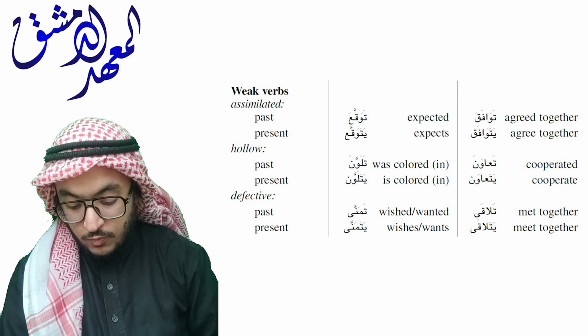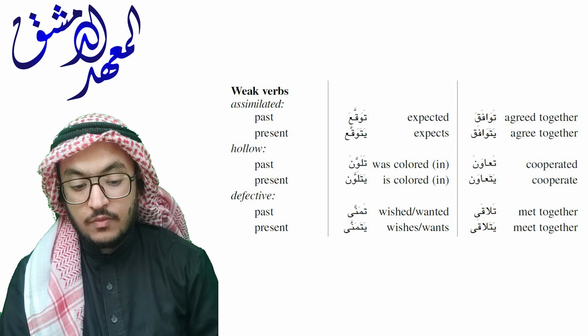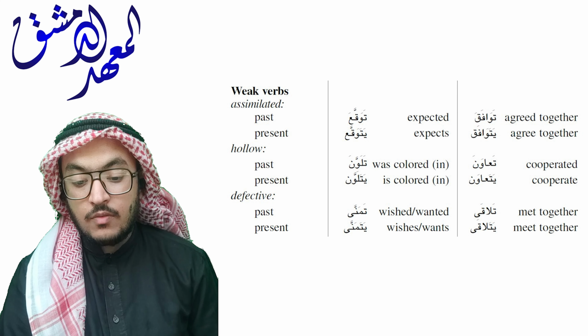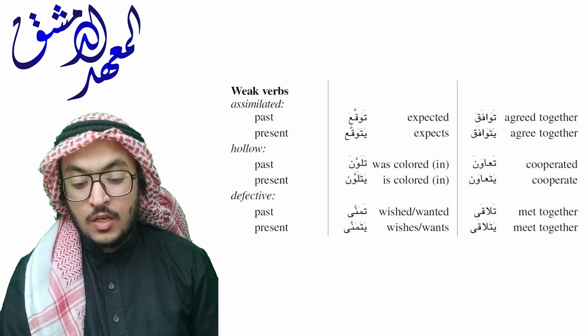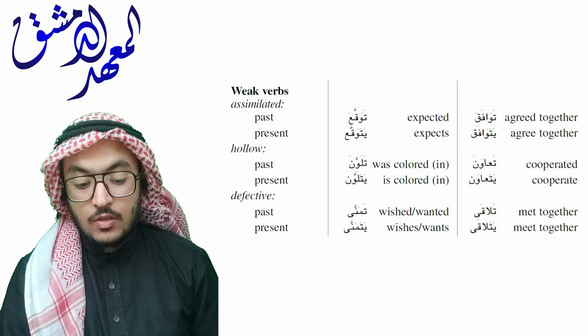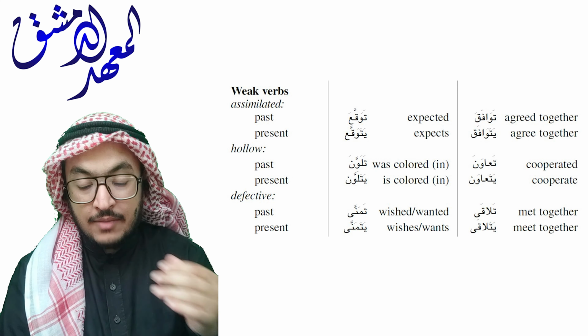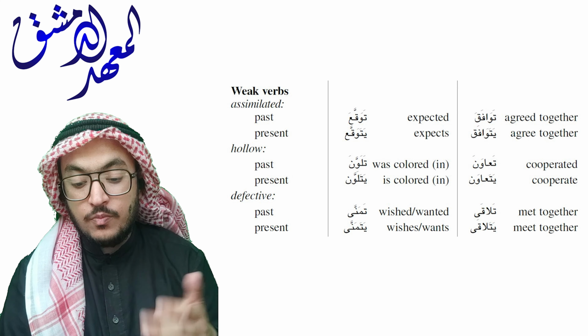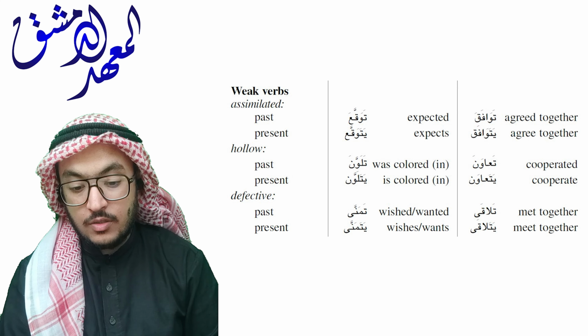Now we'll move towards the weak verbs, in which we have the assimilated, hollow, and defective. Tawaqqa'a, yatawaqqa'u means to expect. Tawafaqa, yatawafaqu means to agree. Talawwana, yatalawwanu, and ta'awana, yata'awanu means to cooperate, and talawwun comes from lawn, which means to color. Past of defective. Tamanna, yatamanna means to wish or want, and talaqa, yatalaqa means to meet together, to be together.